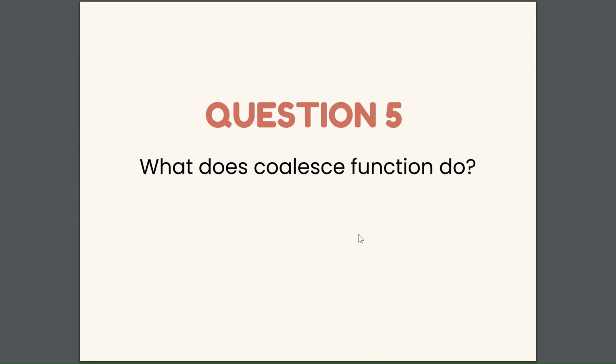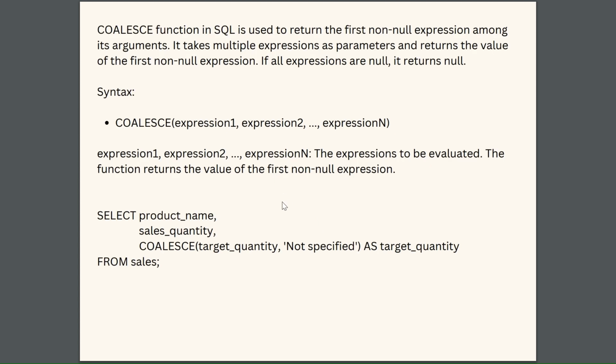Now, fifth question is, what does COALESCE function do? COALESCE is one of the functions which we use to deal with null values in SQL. COALESCE function in SQL is used to return the first non-null expression among its arguments. It takes multiple expressions as parameters and returns the value of the first non-null expression. If all expressions are null, it returns null.